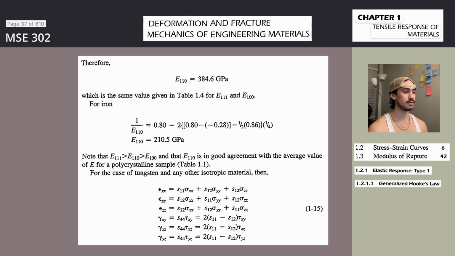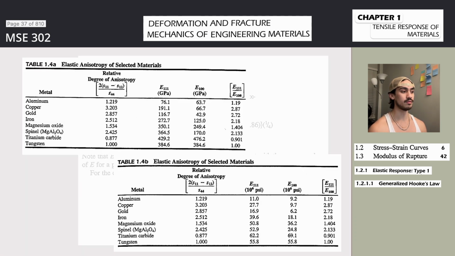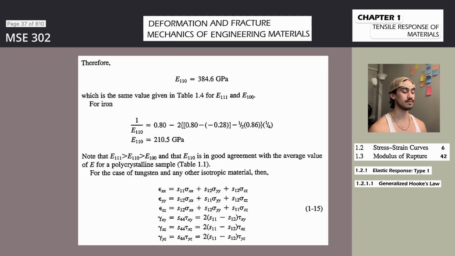Therefore, we have the following, which is the same value in table 1.4 for E of 111 and E of 100. For iron, we have this expression, E of 110 is equal to 210.5 gigapascals. No idea where we're getting that from. We have some other things that would be good to look at.